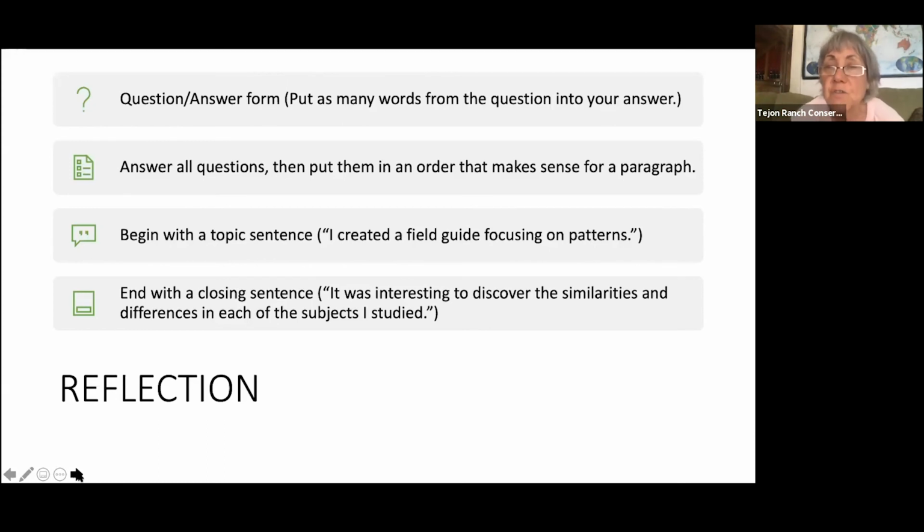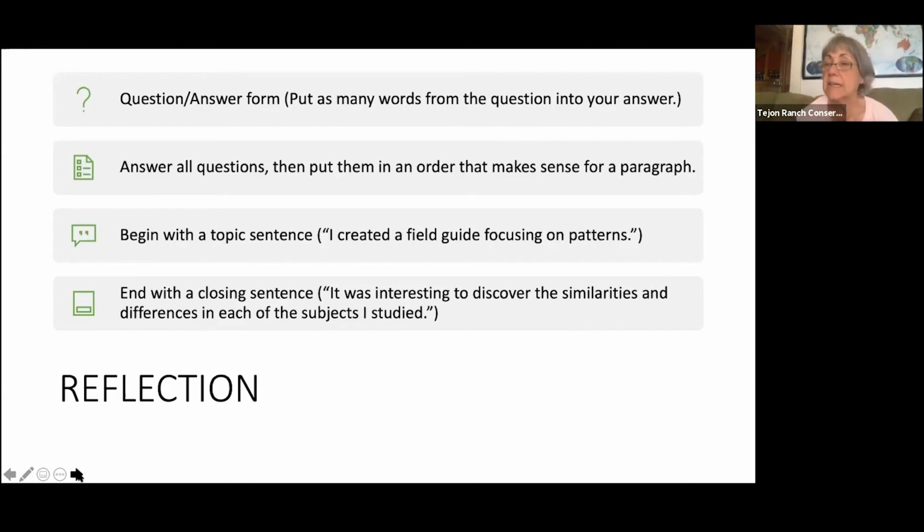Answer all the questions first. Just scribble them down on the next page of your journal. Answer them in question answer form, and then put numbers by them, which would be the first answer that you'd want to put in, and the second answer and the third answer. Put them in order just by putting a little number by each one. And then start with a topic sentence and end with the closing sentence when you do your final paragraph. So you take all of those answers, put them in the order you want, but start with a topic sentence, and I've given you one. If you want to use mine, you can, and then end with a closing summarizing sentence.